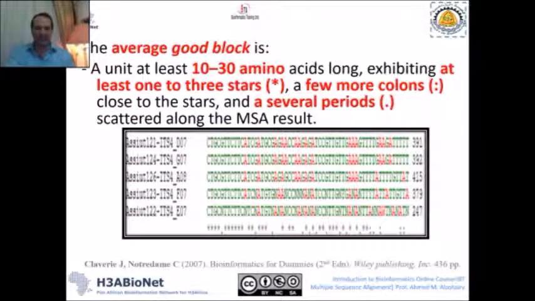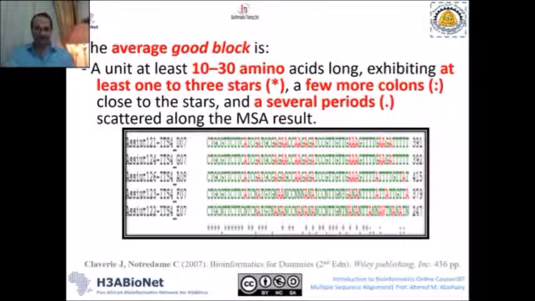So the average good block, if you look at the multiple sequence alignment, is a unit of 10 to 30 amino acids. If you take a look and you see that there are at least 1 to 3 stars, a few more colons, and several periods, this is a very good block.